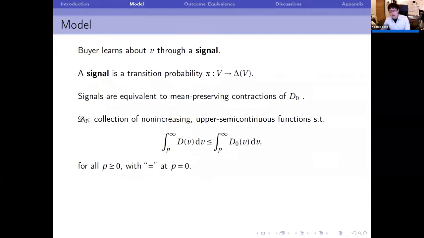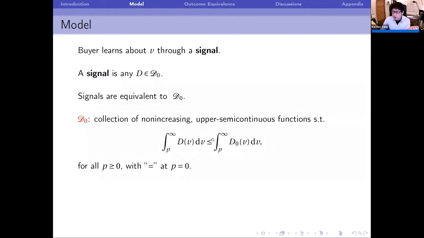So script D naught is the collection of non-increasing upper semi-continuous functions such that the following integral inequality holds at all p, that's non-negative, and with equality at p equals zero. Now, this is just a classical Rothschild-Stiglitz-style representation of the mean preserving contraction condition. It says that any non-increasing function D satisfying this integral inequality is a mean preserving contraction of D naught. So now I can replace this long sentence by just the notation script D naught, and I can replace the definition of a signal by just some D in script D naught.